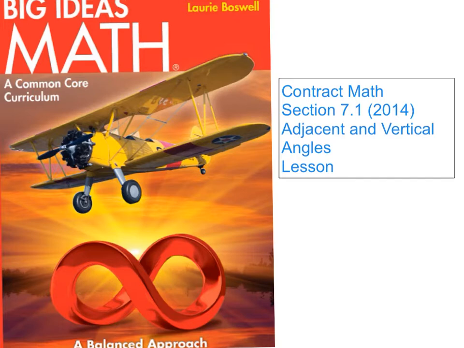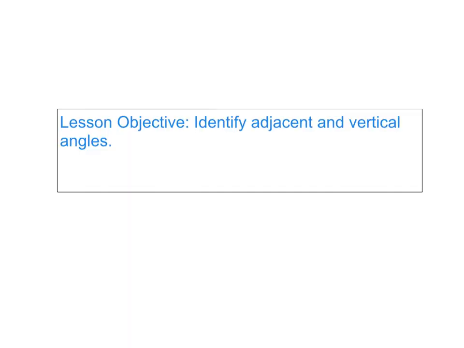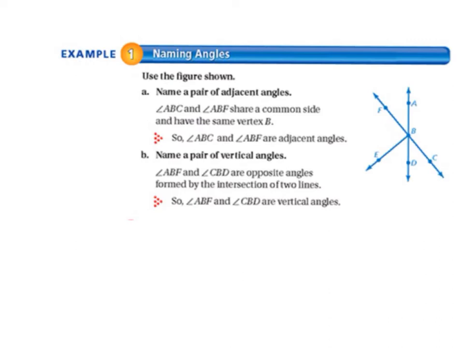Pause while you write Section 7.1, 2014 lesson in your math notebook. Pause again while you write today's lesson objective in your math notebook. Today's objective is identify adjacent and vertical angles. Today we'll be starting on page 272 in your math textbook.